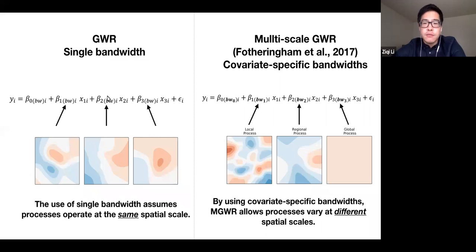However, a recent development by Fotheringham et al. 2017 proposed a new method called multi-scale GWR, MGWR. It's a very natural extension that uses covariate-specific bandwidths. Basically, it uses multiple bandwidths, one for each spatial relationship between the y and the covariate x. By using these covariate-specific bandwidths, MGWR allows the spatial processes to vary at different spatial scales.